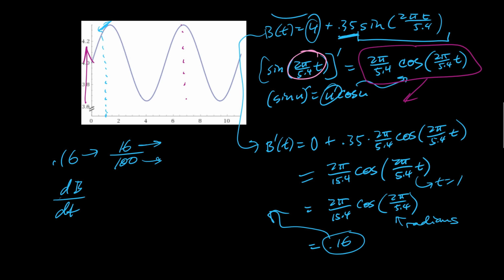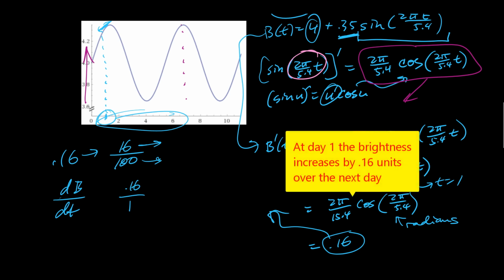But that doesn't make any sense because there's only 5 days here, right? So let's say this for every 1 day is 0.16. So at 1 day, the brightness is increasing by 0.16. And there you have it.